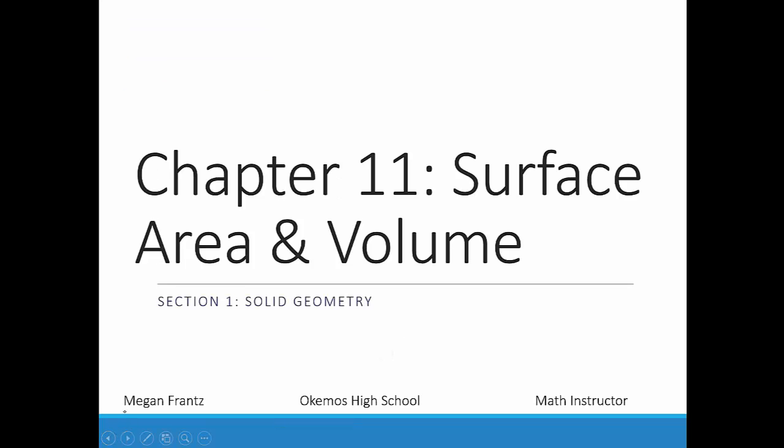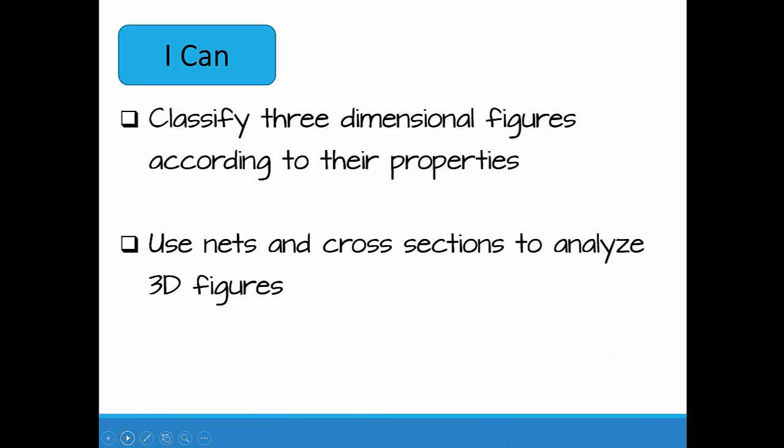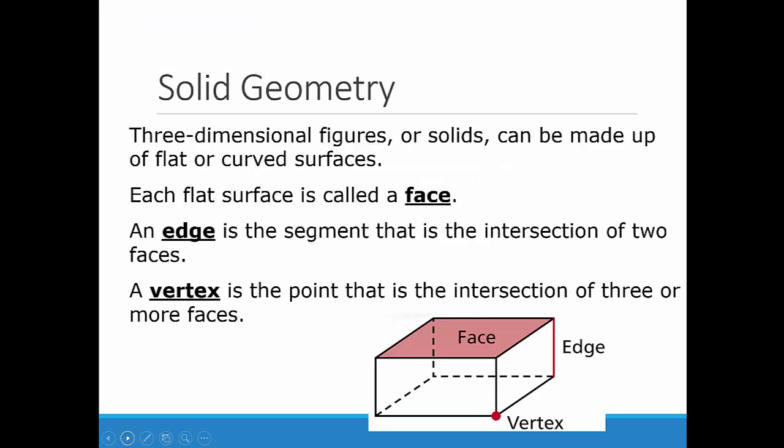The first section of Chapter 11 is the Introduction to Solid Geometry. So by the end of this lesson, you should be able to classify three-dimensional figures according to their properties, and then also use nets and cross-sections to analyze 3D figures. Three-dimensional figures or solids can be made up of flat or curved surfaces. For the most part, what we're talking about will have flat surfaces, and each flat surface is called a face.